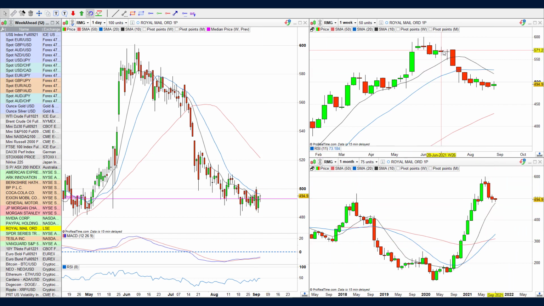Royal Mail, back into these old highs, back into the moving averages. Nothing new to add here. You can just see what I would talk about here. You can see how the hard selling has slowed right down here.